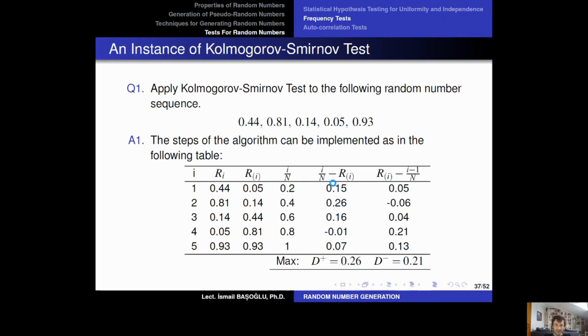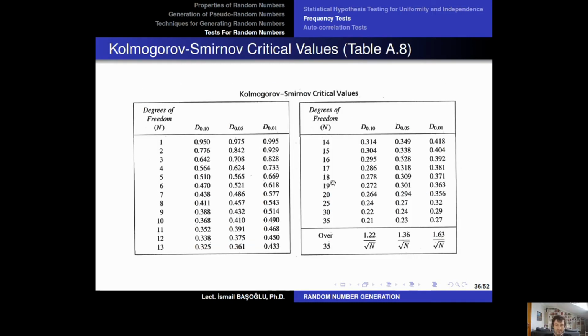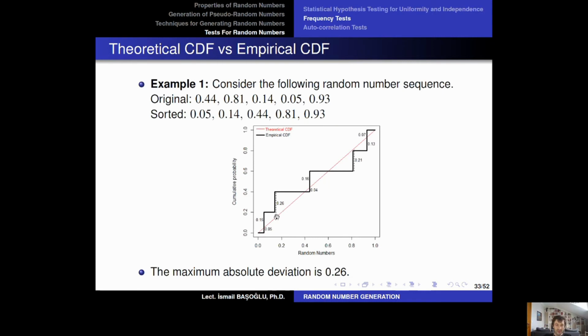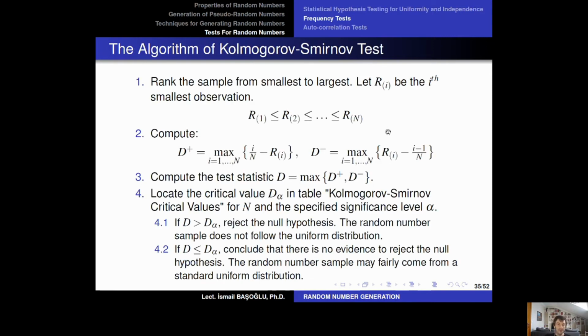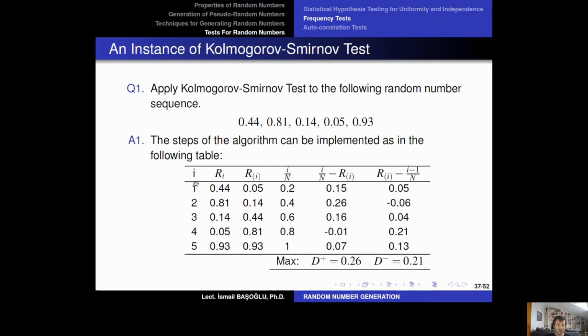So let me go back a few slides back. Remember, the maximum difference between the theoretical CDF and the empirical CDF was 0.26, and we would like to identify that maximum difference. Instead of drawing a plot diagram, we are going to use the algorithm this time. And the algorithm is performed through this table. First, we write down our random numbers, and in the next column, we write them down in an increasing sequence from smallest to largest. So you see the difference between the random numbers in the observation order, and these are the random numbers in an increasing order.